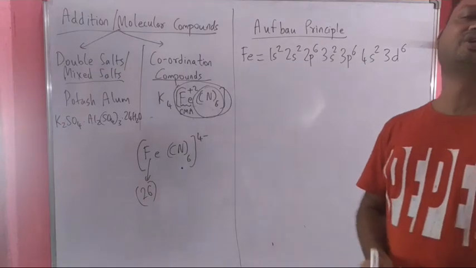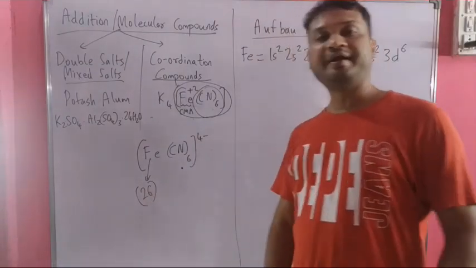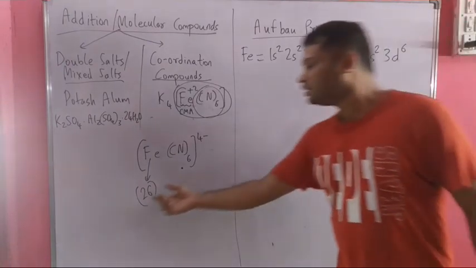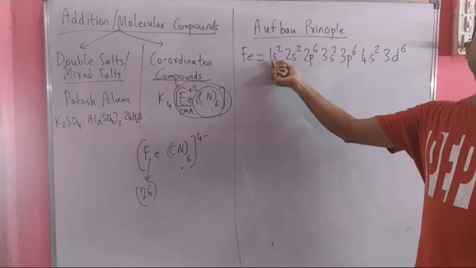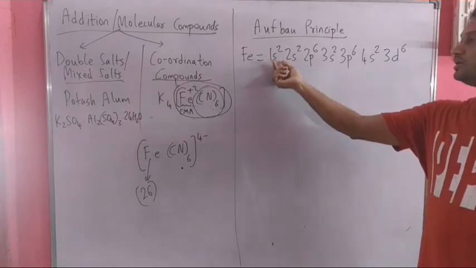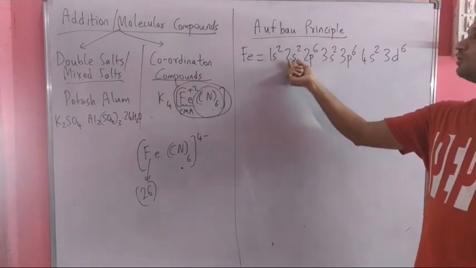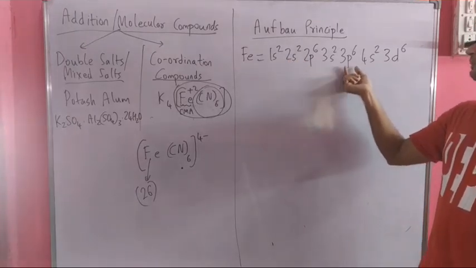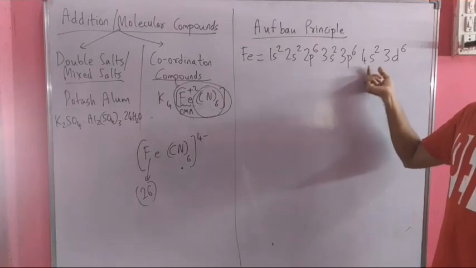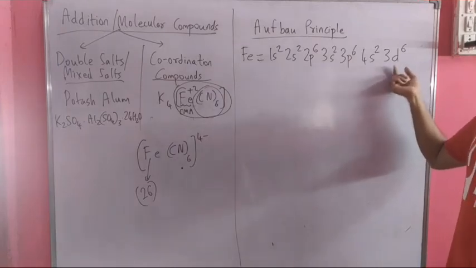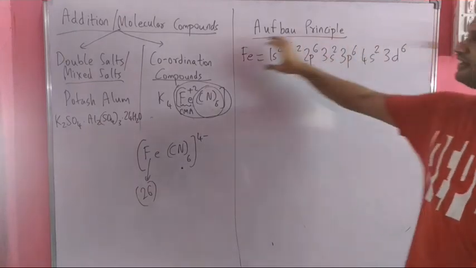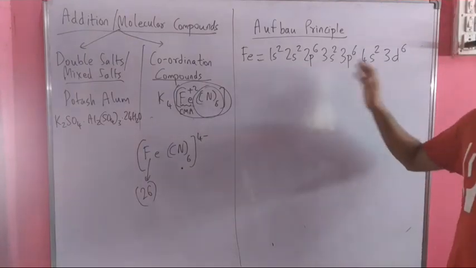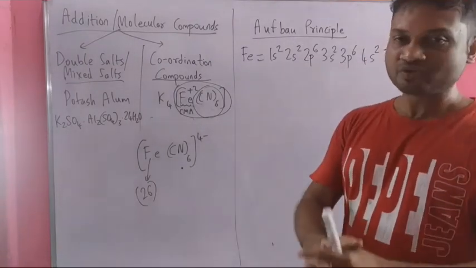How do I know this will be the electronic configuration? Because iron has atomic number 26, so in all we have 26 electrons. Let us start the calculation. 2 electrons in 1s orbital, 2 plus 2, 4, 4 plus 6, 10, 10 plus 2, 12, 12 plus 6, 18, 18 plus 2, 20, 20 plus 6, 26. So indeed we have 26 electrons distributed in various s, p and d orbitals.